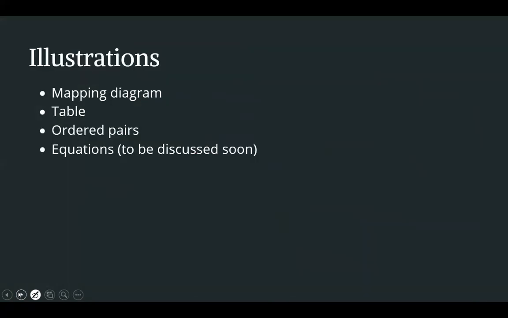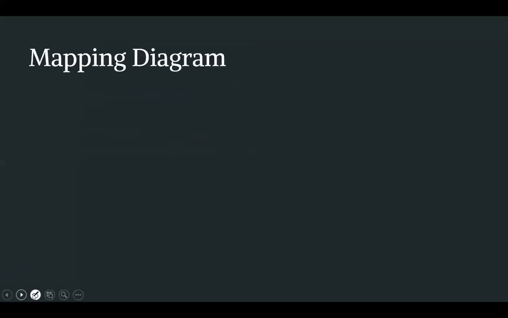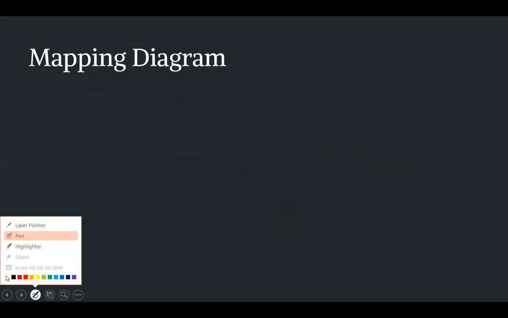So how can you illustrate a relation? There are four illustrations. First is by mapping diagram. Second is by table. Third is by ordered pairs. And fourth is by equations, which is to be discussed soon. So let's start first with the mapping diagram. In a mapping diagram, this is just the same as what we did in the first slide, having two sets. There are three types.